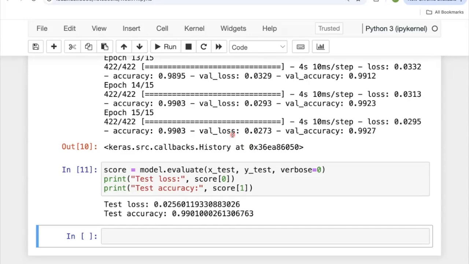And the loss that we calculated on the training data, and the loss we calculated on the validation data. So that's all about convolutional neural networks, and I hope you found this video helpful.